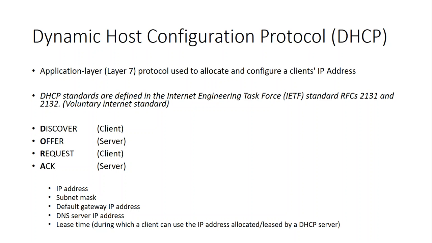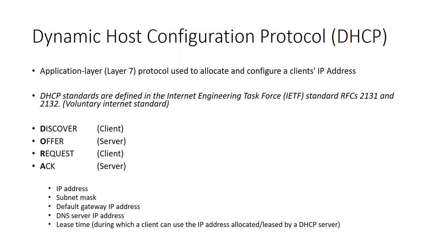Today I'd like to talk to you about Dynamic Host Configuration Protocol, DHCP. DHCP is an application layer 7 protocol used to allocate and configure a client's IP address. DHCP standards are defined in the IETF standards, RFC 2131 and 2132. There's plenty of information available on the internet if you want to read up about those standards.